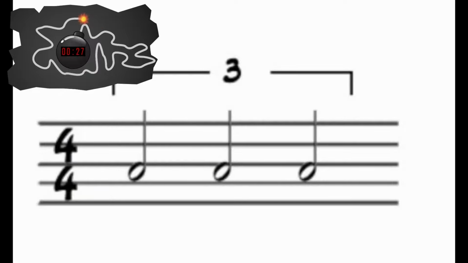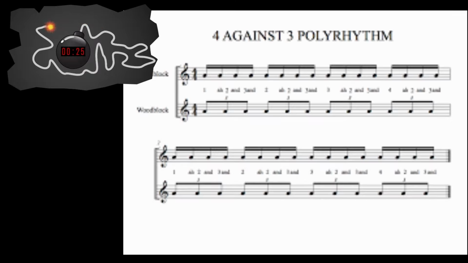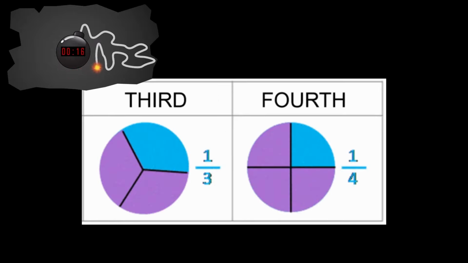There are also triplets, which divide the 4 beats into 3, creating polyrhythm. Polyrhythm is when your time signature, 4/4, interacts with another time signature, in this case 3/4. So instead of dividing the bar into 4, it divides it into 3, creating triplets.